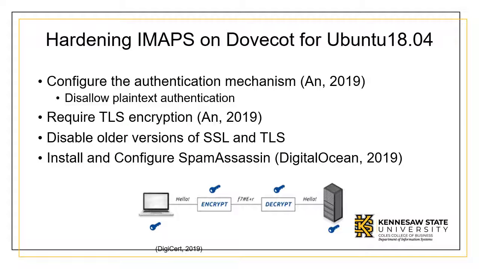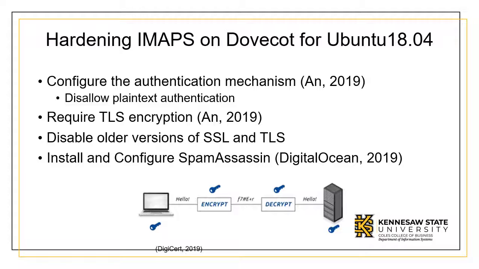Here are some recommendations for hardening the IMAPS protocol on Dovecot for Ubuntu 18.04. First, we will need to configure the authentication mechanism. By default, the authentication mechanism is configured to allow authentication over plain text, which is much less secure than encrypted authentication. Disallowing the plain text authentication will make it more secure. Then, we should require that the system uses TLS for encryption.